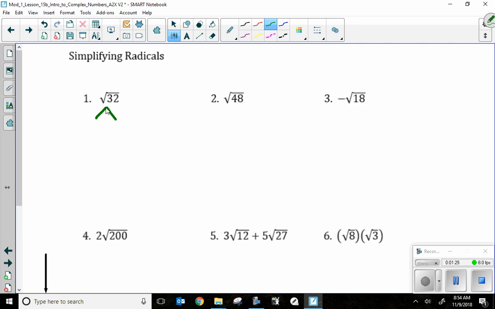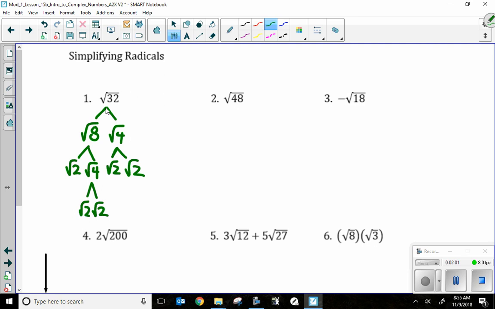Well, I know what goes into 32. 4 goes in there. It's a 4 and 8. Yeah, 4 and 8 is 32. So I can say radical 8 times radical 4. Okay, and then I could do this. I have radical 2 times radical 2 is 4. And I can say this is radical 2 times radical 4. And this, my friends, 4 turns into 2 times 2.